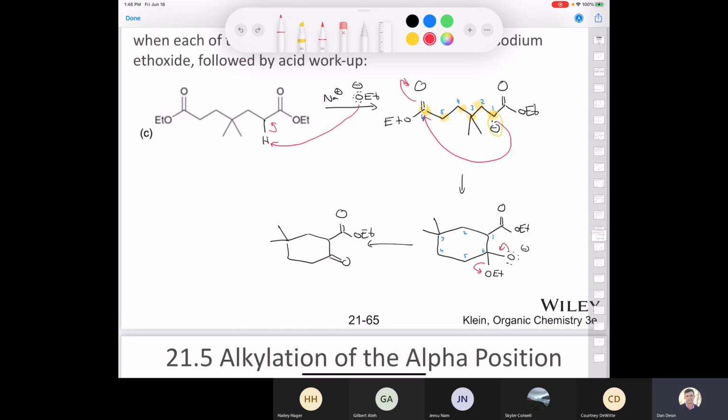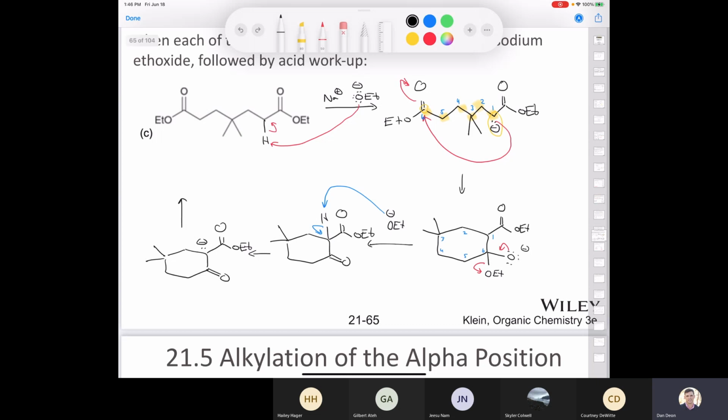Right, because you're in a basic solution. So that means another molecule of the ethoxide is going to rip off this proton, right, to make the doubly stabilized enolate. So we end up with this. I'm kind of running out of space here, but you'll follow me. So we end up with this, and we have our negative charge here. Now, again, everybody here should be able to draw both resonance structures for this compound.